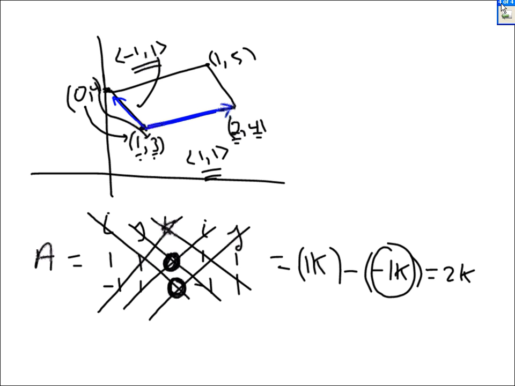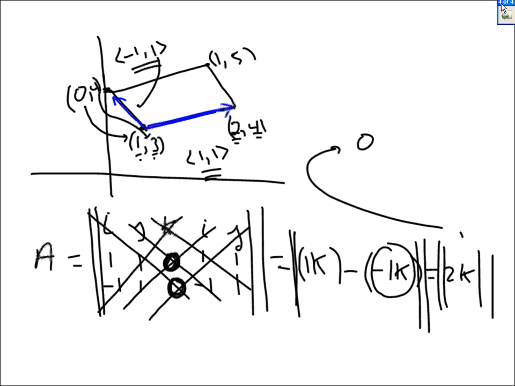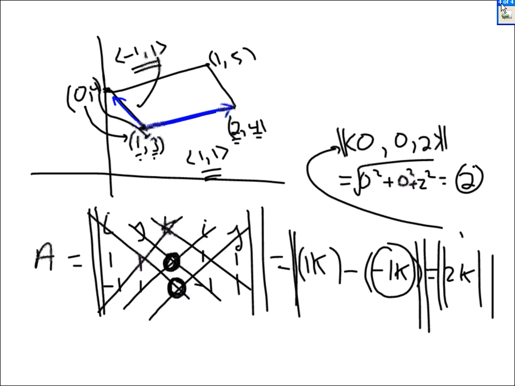Now, actually, the area is the magnitude of the cross product. We just found the cross product. The cross product is 0 i's, 0 j's, and 2k. And we want the length of this, which is 0 squared plus 0 squared plus 2 squared, square root of that, which is 2. The area is 2. You didn't have to find the angle. You didn't have to find the height.